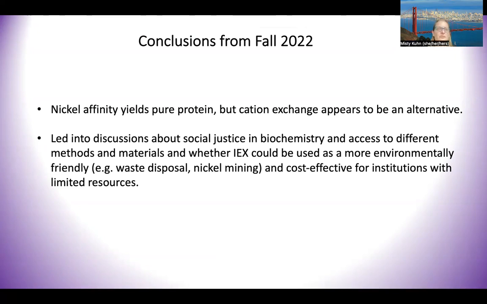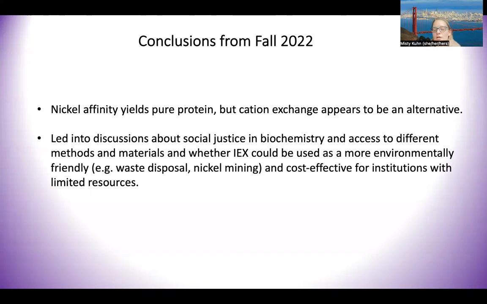At least in the state of California, you can't just dump all of the buffers down the drain. We have very specific rules that we need to follow when disposing of chemicals. Sometimes that can be prohibitive in terms of cost for different institutions, especially with limited resources. The students latched onto this idea, got really engaged and passionate about it, and wanted to see if they could test this in the future.